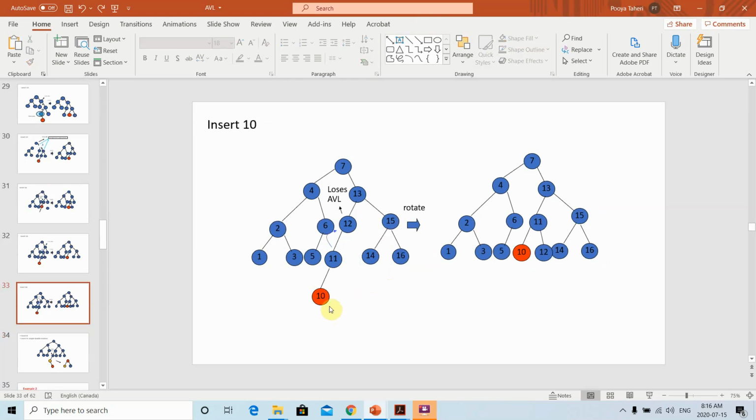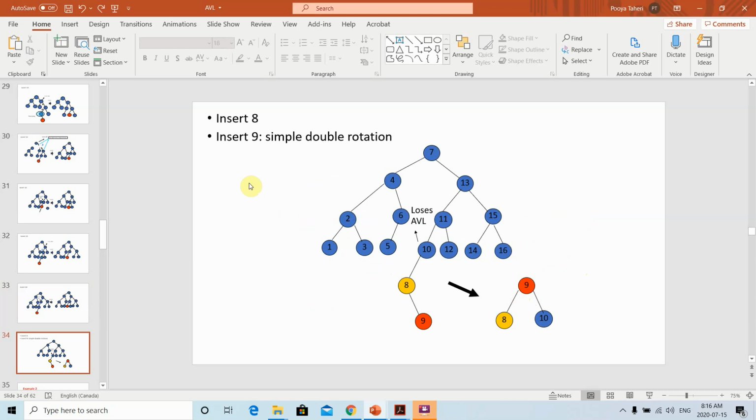Insert 10, right? I don't do this one because this is a very simple LL case, just a right rotation. It's going to fix the problem. Now insert 8. Once we insert 8, it's going to go here. Let's forget about 8. Let's forget about 9, sorry. Balance factor for this one after inserting 8 is 0. For this one is 1. For this one is also 1. For this one is also 1. And for this one is 3 minus 4. It's minus 1. So after inserting 8, the tree is still AVL.